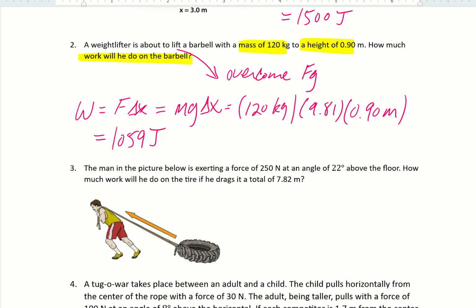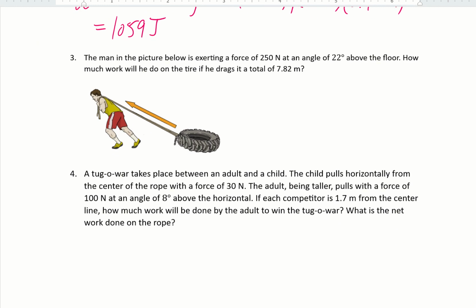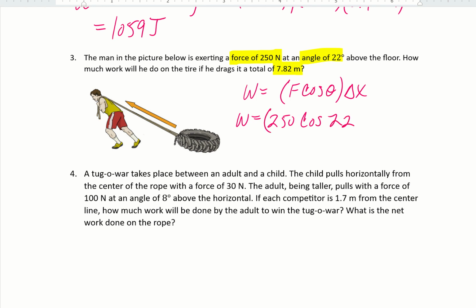Okay, so now in number 3, the man in the picture below is exerting a force of 250 newtons at an angle of 22 degrees. How much work will he do if he drags the tire 7.82 meters? Here's where we need to use F cosine theta delta x. So work equals, our force is 250 newtons, cosine of 22 times 7.82 meters.